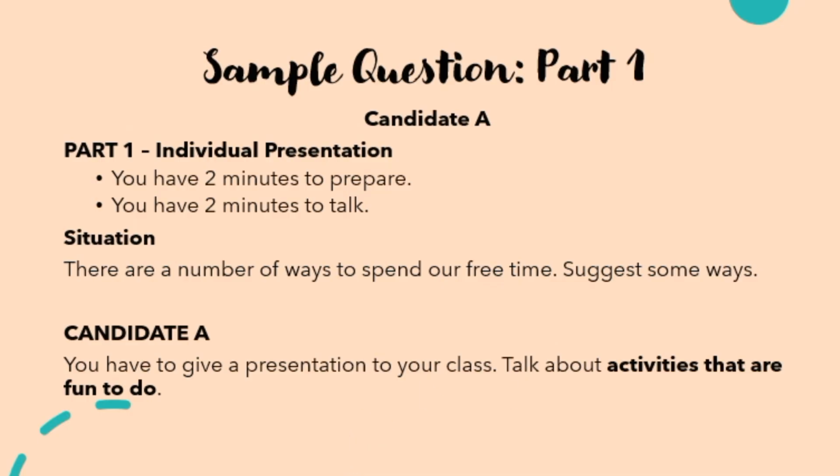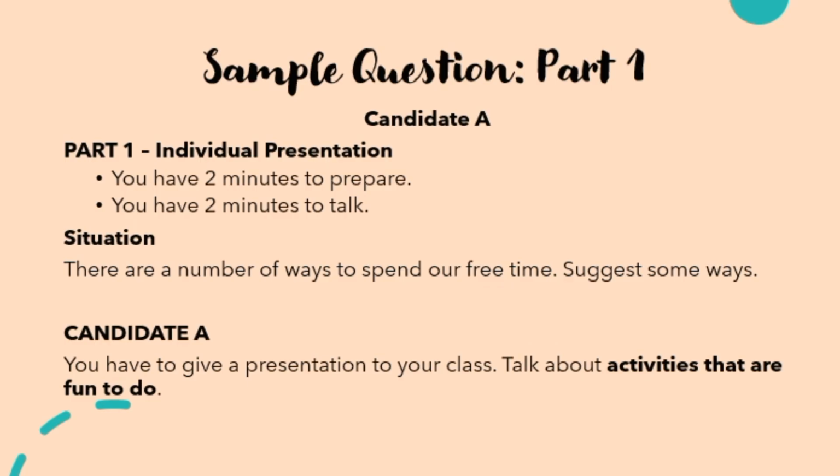So you can see here that there are 2 segments of the question. First is the situation given, and then there's the task for each candidate. The situation given for all candidates will be the same. This means that every candidate will get the same situation, worded in the same way, and the topic, as you can see here, is talking about ways to spend our free time. So the task given to candidate A, if you are candidate A, is for you to talk about activities that are fun to do to spend your free time.